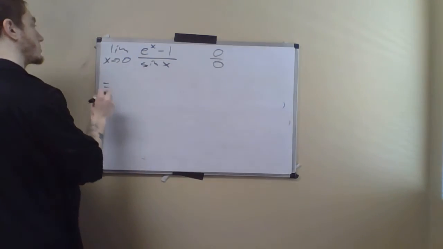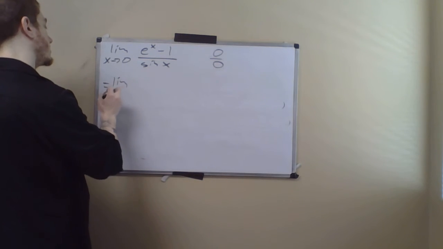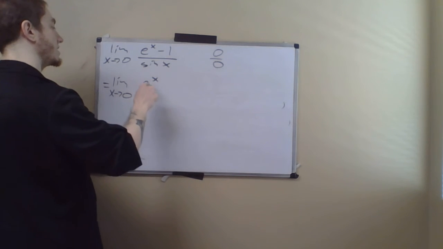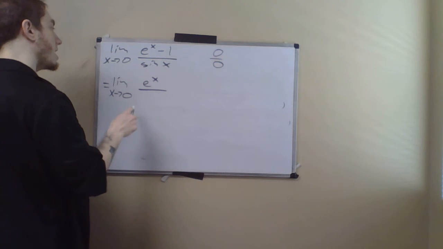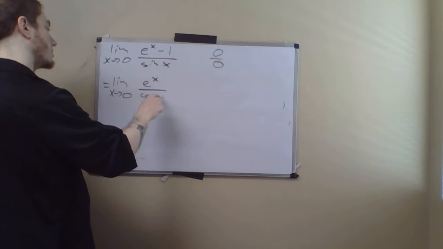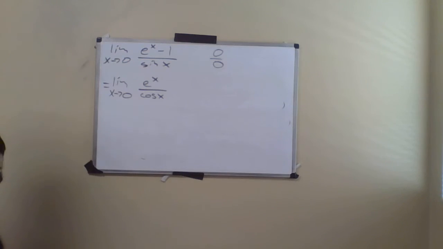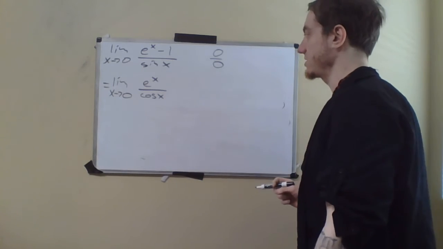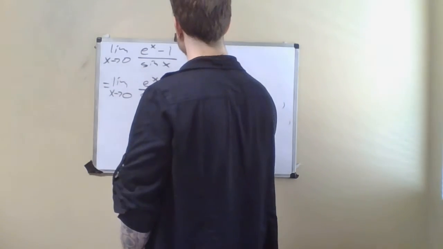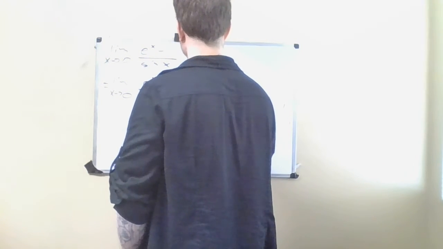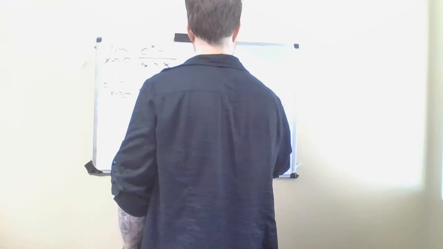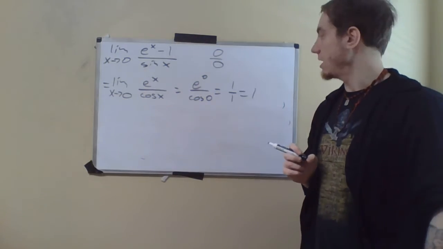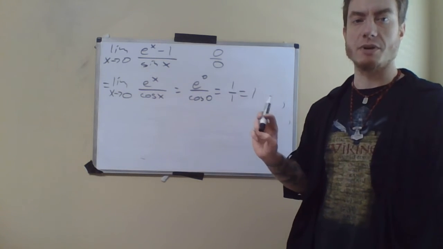So if we use L'Hopital's rule here, this is going to become the limit as x approaches 0 of the derivative of the numerator, which is just e to the x, and in the denominator, we are going to have cosine x. Now, this is no longer an indeterminate form. This we can actually find by just plugging in x equals 0. So this is going to become e to the 0 over cosine 0, which is 1 over 1, which is equal to 1. So there we go. We have ended up figuring out what this limit is going to be.